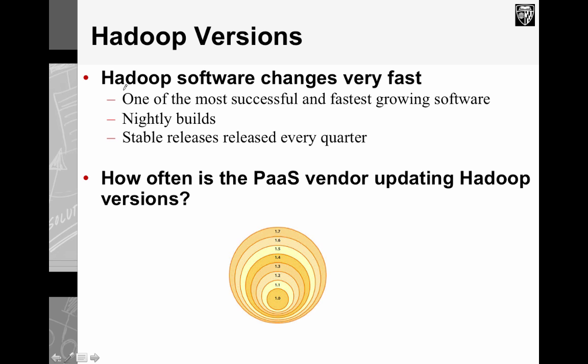Hadoop versions. Hadoop software changes very, very fast. Of course, there's the Hadoop 1 and Hadoop 2. I mean, even within Hadoop 2, there are constantly new versions of the software. There are nightly builds that are happening. Stable releases are released every quarter. You want to make sure that the cloud provider is releasing new versions of Hadoop very, very fast. So you should ask the question, how often is the PaaS vendor updating the Hadoop versions?